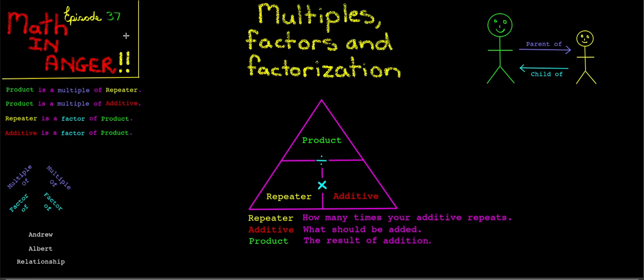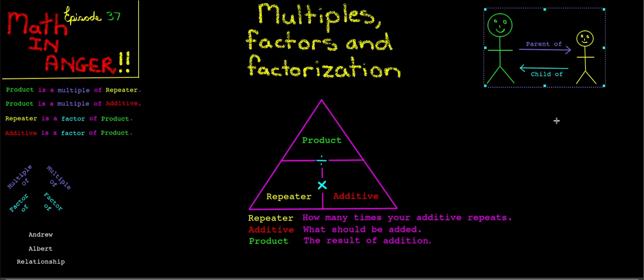This is episode 37 and in this episode we are looking at multiples, factors and factorization. What does this incredible word mean? Right, but before I do that, I need to draw your attention to the corner of the screen over here.